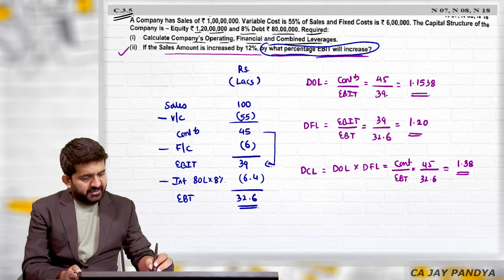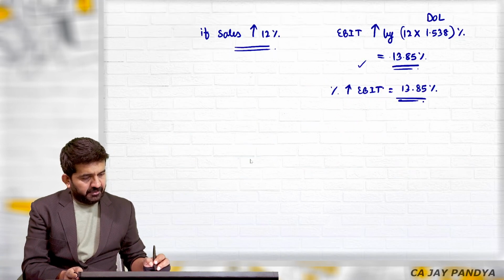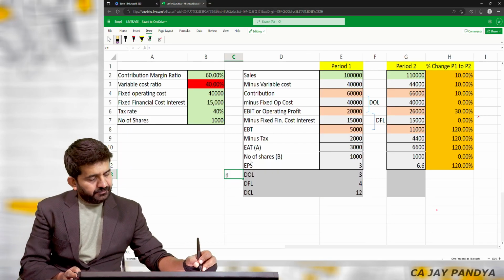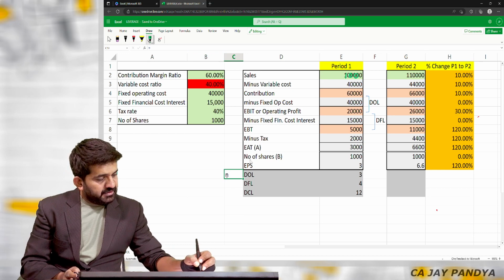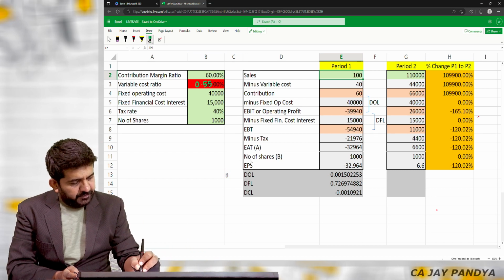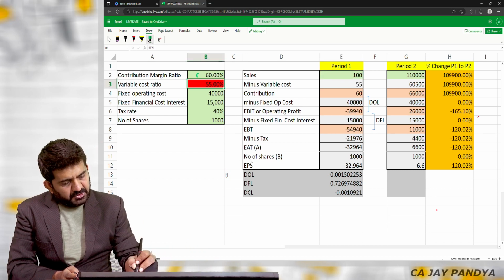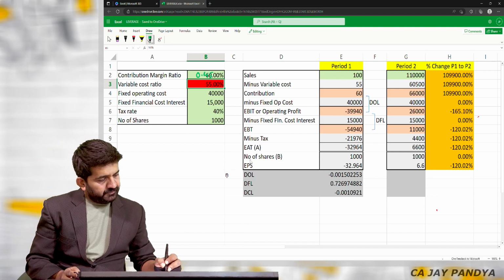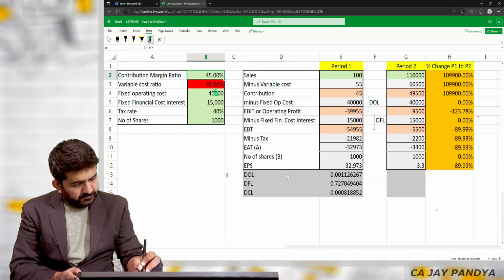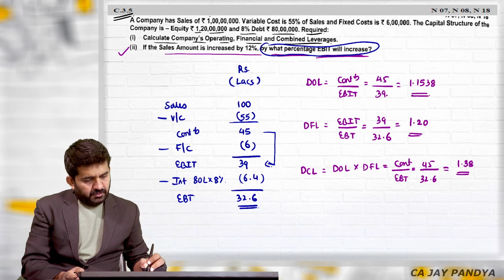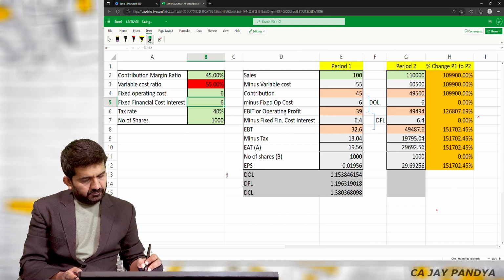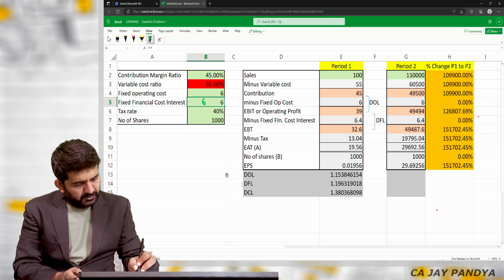So I will have to feed the current data. 100 lakhs, 55 lakhs variable cost. Sales is 100. Variable cost margin is 55% and contribution margin is 45%. Fixed cost is 6. Financial fixed cost is 6.4.